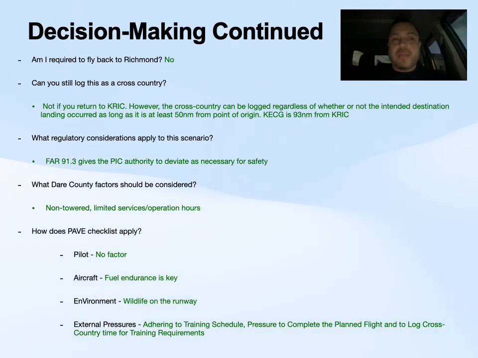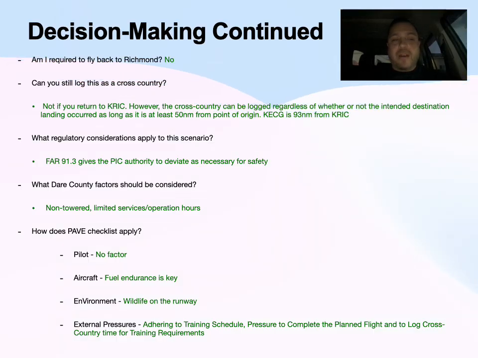What regulatory considerations apply to the scenario? 91.3 gives the pilot in command authority to deviate as necessary for safety. What airport factors should be considered? This is non-towered, with limited services and limited operating hours.